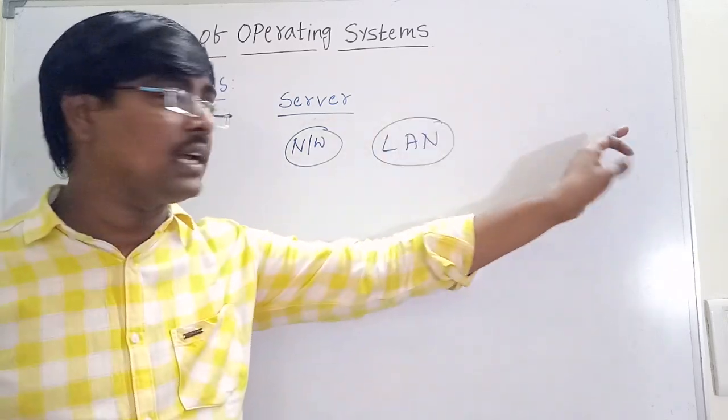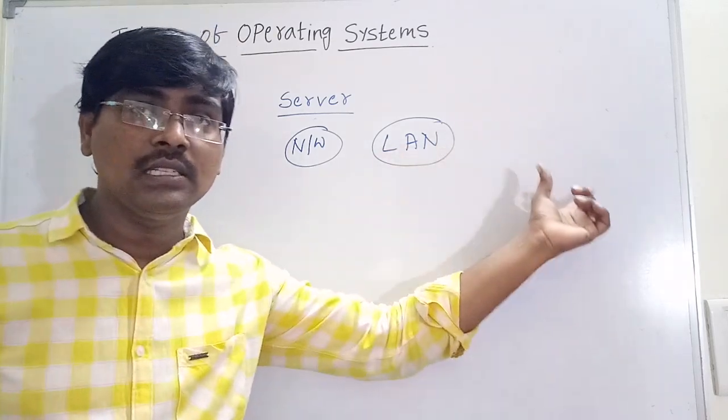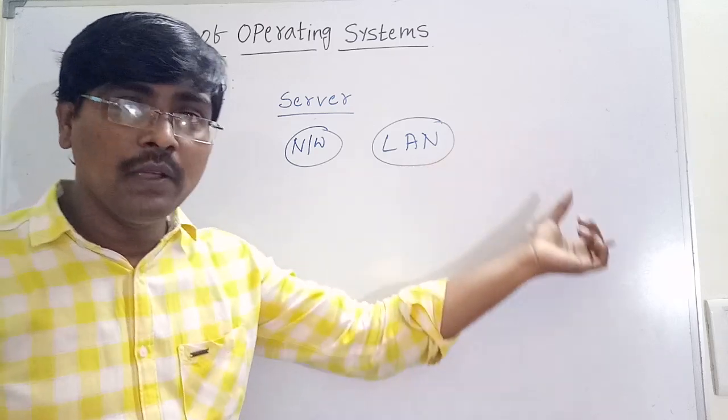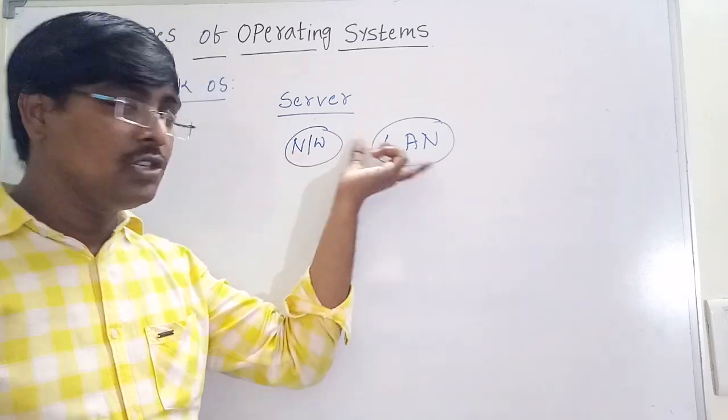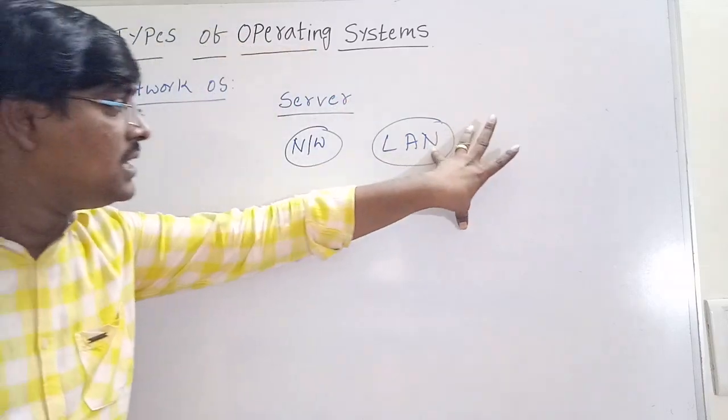Suppose one printer is connected to the server. All the systems connected on the LAN can access the printer or some IO devices. All the systems that are connected on a particular network can share easily.